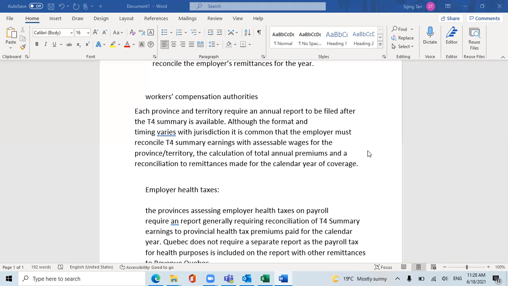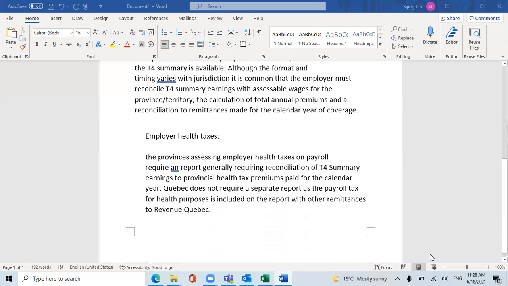Then we're talking about employer health tax. What are the year-end filing requirements for the province-assessed employer health tax? The provinces assessing employer health taxes on payroll generally require a report and a reconciliation of the T4 summary to the provincial health tax premium paid for the calendar year. But remember that Quebec does not require a separate report because their payroll tax for health purposes is included on the report.